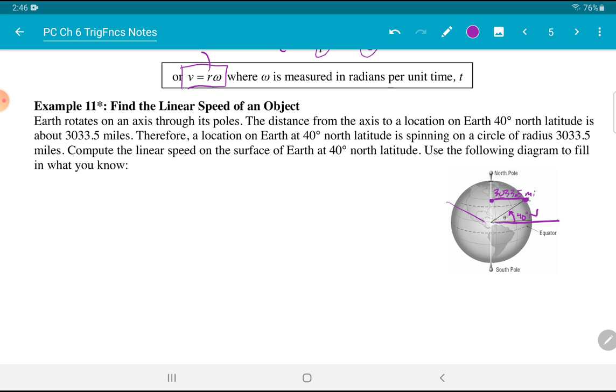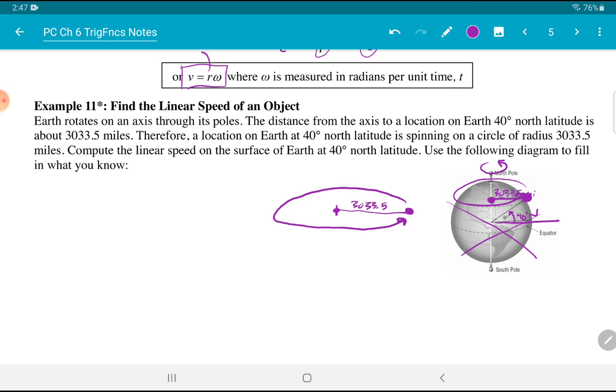I'm going to try to paint you a picture here. I want you to not think about every piece of this Earth, but only just focus on this point. And what I want you to imagine is that we have this point in the center of the Earth, and think of the other point kind of like attached to a string. And what this is doing is, because you know that the Earth rotates, we see that the Earth is spinning around in a circle. So this point is spinning around in a circle like this. And we know that the radius from the axis to that point on Earth is 3,033.5 miles.